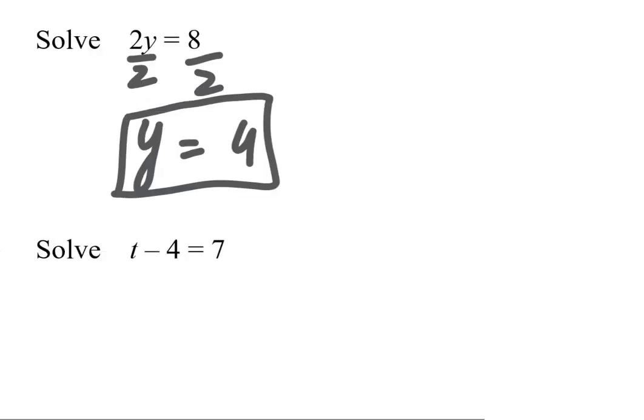Okay, in the next part, this is minus 4. What is the opposite of minus 4? It's add. So we're gonna add 4 over here, and we're gonna add 4 over here. So t is going to be 11, and that's our answer.